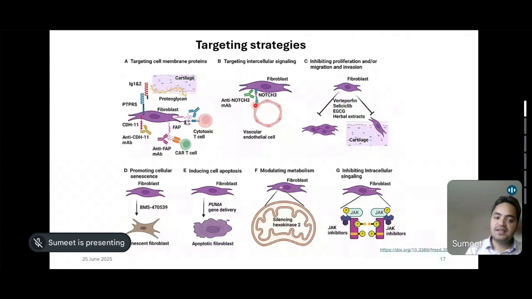I mentioned the senescence. That's something very interesting. People are also thinking about inducing apoptosis in these cells, modulating metabolism in fibroblasts, or inhibiting some intracellular signaling. So there are a range of things which can potentially be used as a targeting strategy depending on what type of cells we are interested in. Are we confident about a specific cell type marker which we are interested in, or are there any organ-specific cells which are the real culprit cells in the whole process of fibrosis?